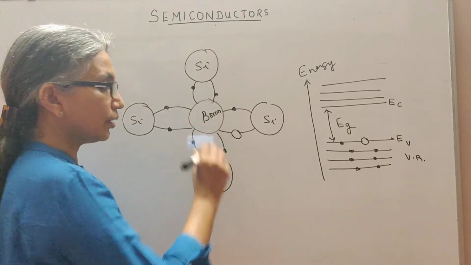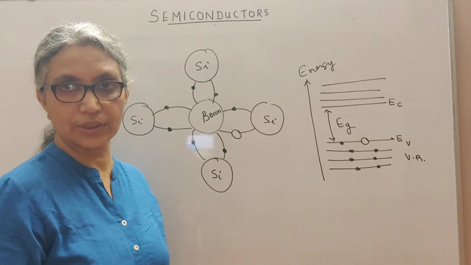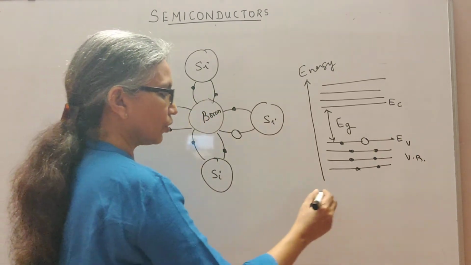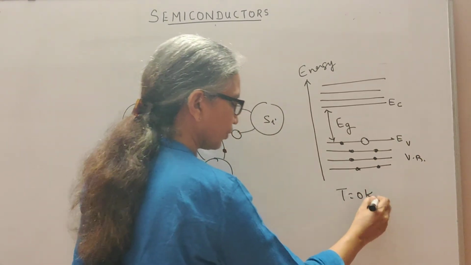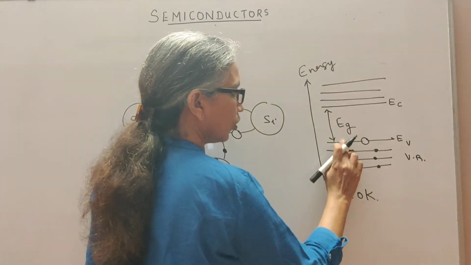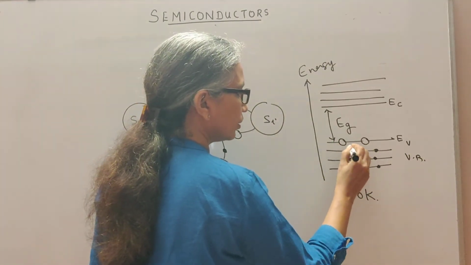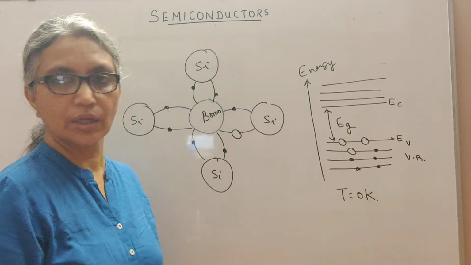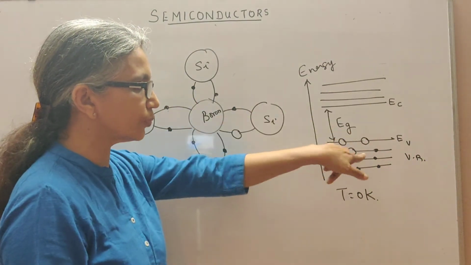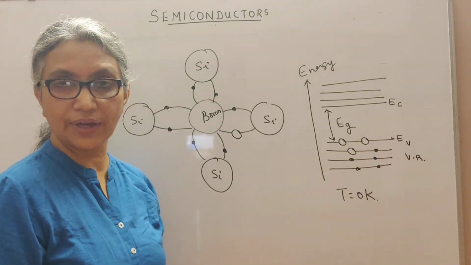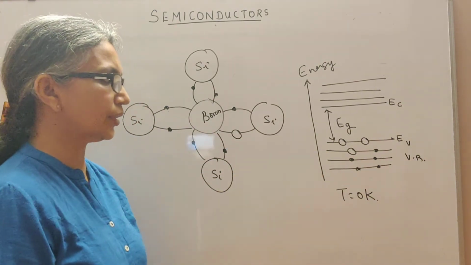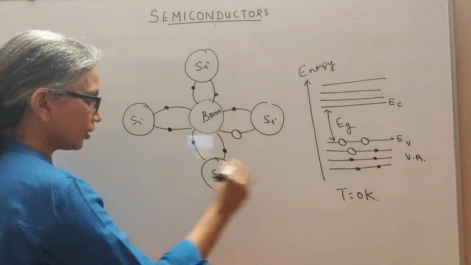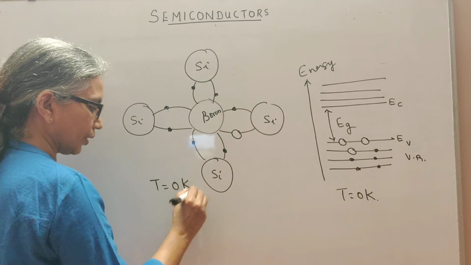Now suppose you had added, let's say, 3 boron impurities. Each boron contributes 1 hole. So at T equal to 0 Kelvin itself, we will have 3 holes if you add 3 boron, because each boron is contributing 1 hole. So there are no free electrons, but you still have 3 holes in the valence band, simply because you added a trivalent impurity. Now, this is a picture at T equal to 0 Kelvin.